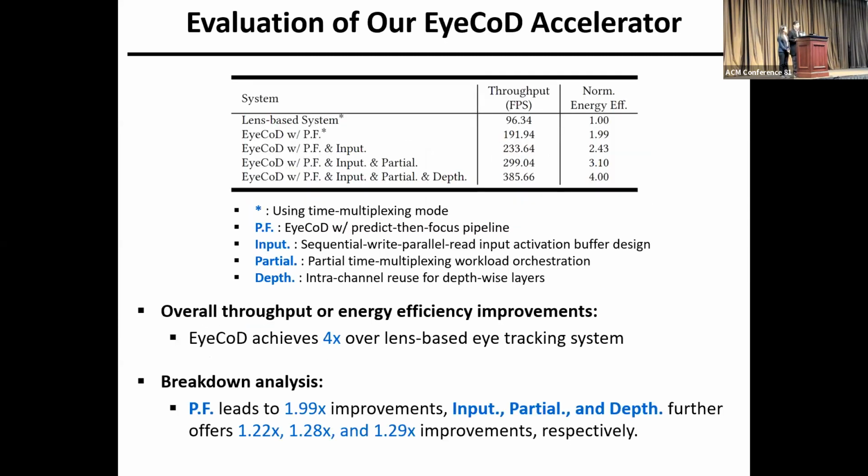As for the EyeCoD accelerator, we here provide the performance breakdown. Overall, EyeCoD achieved 4 times speedup over the lens-based eye tracking system. To break it down, the algorithm, or the predict-and-focus pipeline, leads to about 2 times improvement, while the input, partial, and depth, which are the three contributors in the accelerator parts, further offer 1.2, 1.3, and 1.3 times improvements respectively.